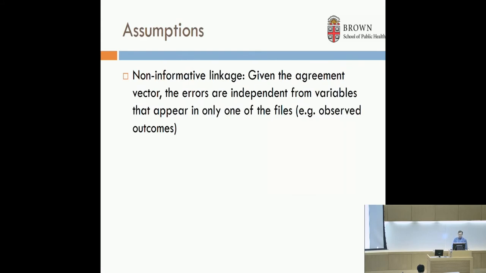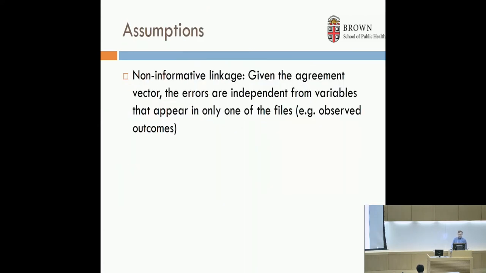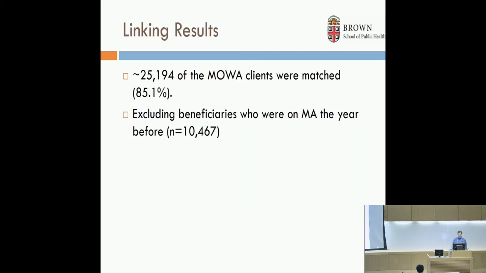Okay, so there are assumptions attached to that, and I'm not going to get into all of those. Generally, it's that the receipt of treatment is independent from the variables that I use for the matching, and that the errors in the matching are independent of their actual receipt of treatment. It's a big assumption, but I will live with that. So we are left with 85% of the population.